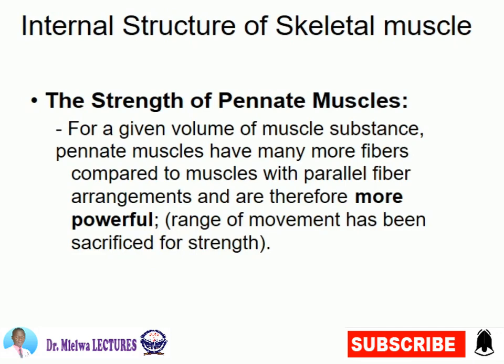What does this mean? That oblique arrangement of fibers reduces movement. Oblique arrangement of fibers makes the muscle able to perform only a few movements. So it has decreased the range of movement, but it has increased the strength of contraction. You will see that the muscle is powerful, but it can perform only a few movements. So we have lost range of movement, but we have gained strength of contraction.